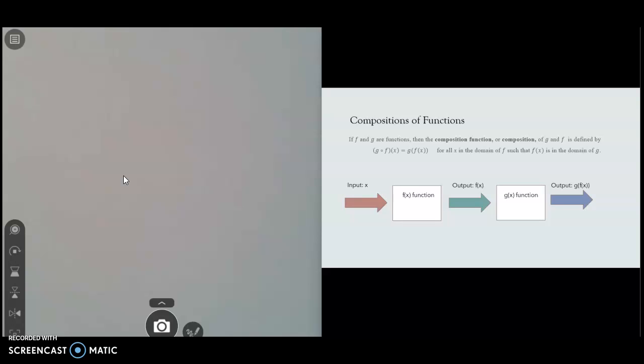And so it's like going through the machine twice. You're going to put your x into your f of x function, get an answer, and then you're going to put that answer into the g of x function to get the g of f of x. Okay, so that's what these compositions look like: doing one function and then putting that into the other function.